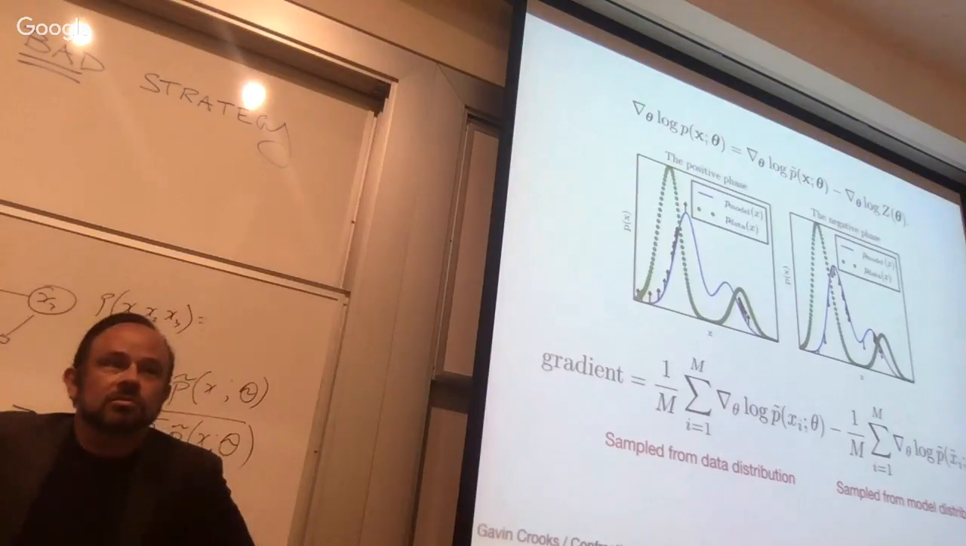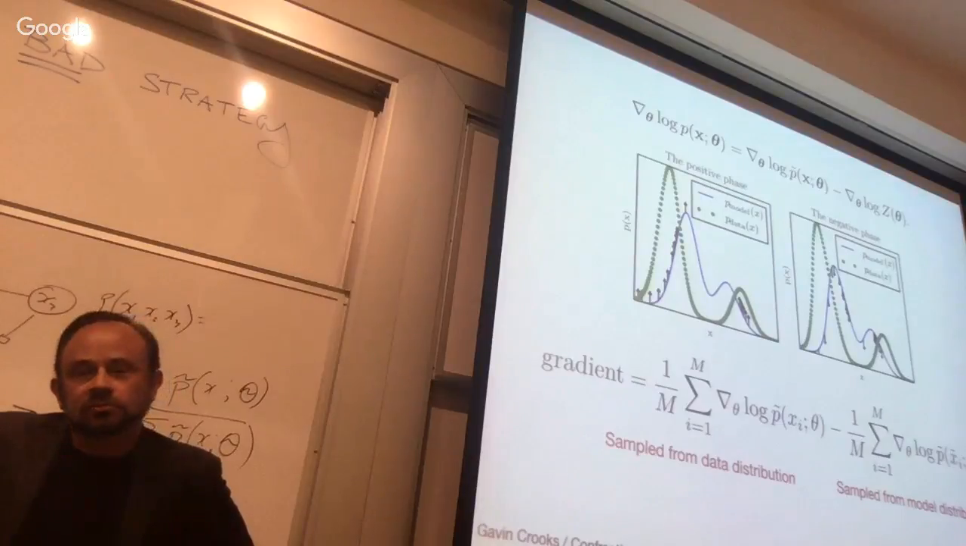Oh, yes, question. Is there a question? Oh, yeah. Could you discuss the difference between contrastive divergence and SML?